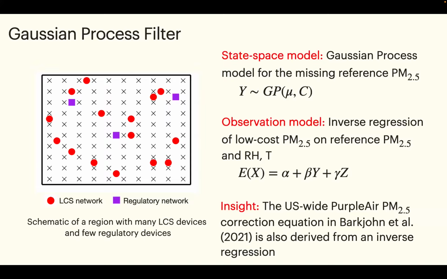So that's our model setup, very simple: linear regression for the low-cost observations, and then a Gaussian process for the latent reference considerations.